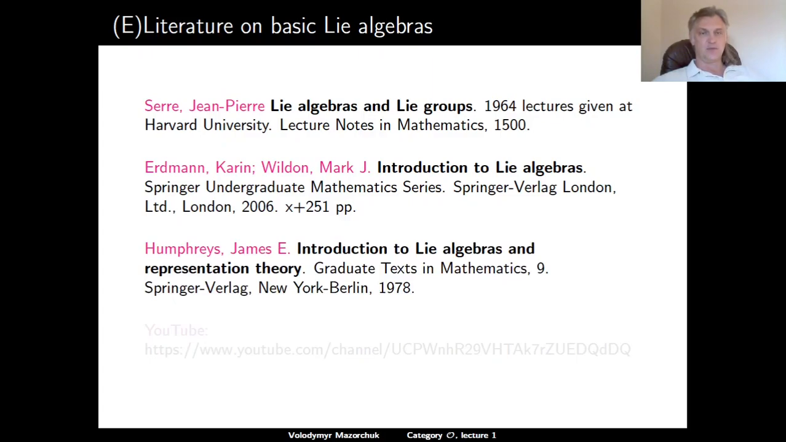The standard book for a basic Lie algebra course is Humphreys, Introduction to Lie algebras and Representation Theory. However, it is quite densely written and might be a tough read for an unprepared student. So the book of Erdmann and Wildon gives much more details. The following YouTube channel will contain a list of lectures on basic Lie algebras.